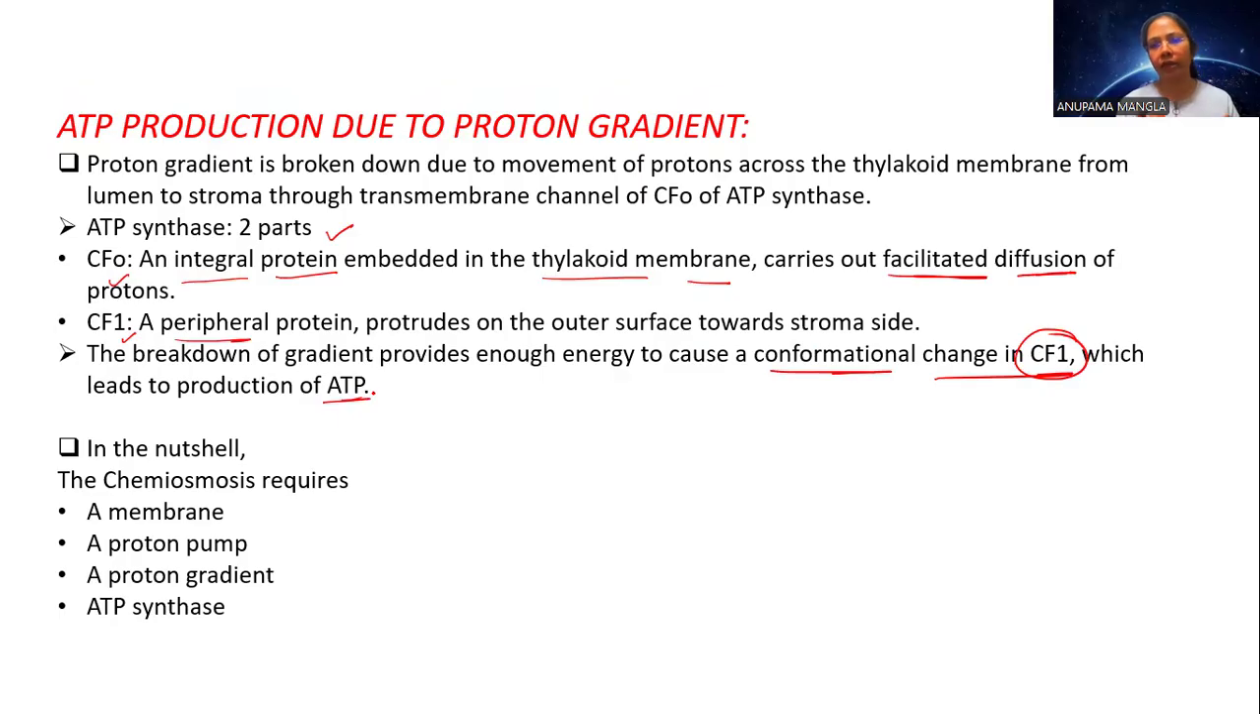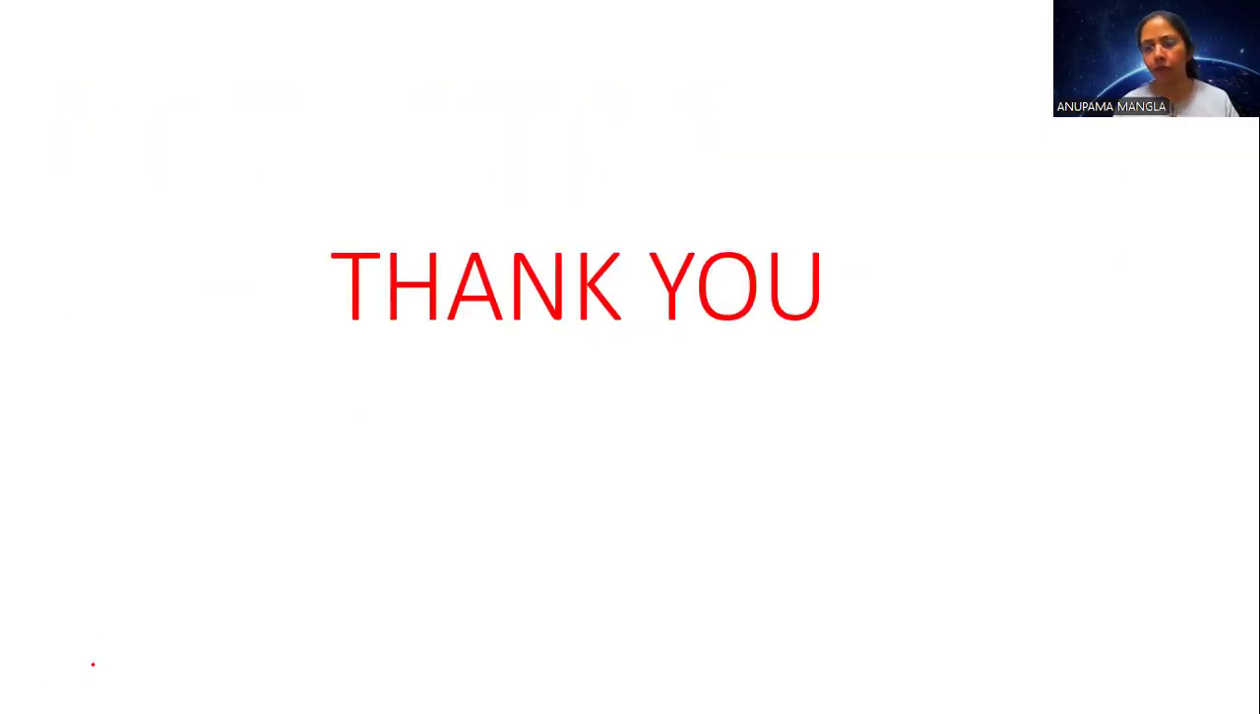We can say chemiosmosis requires four things: a membrane, which is the thylakoid membrane here; then we need a proton pump; we need a proton gradient; and we need the ATP synthase enzyme. So that was all about the chemiosmotic hypothesis.